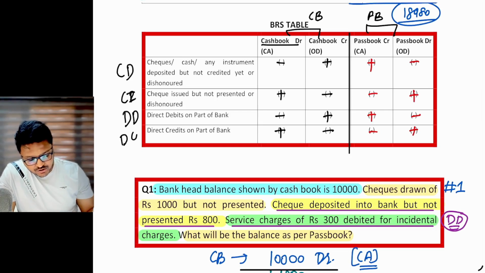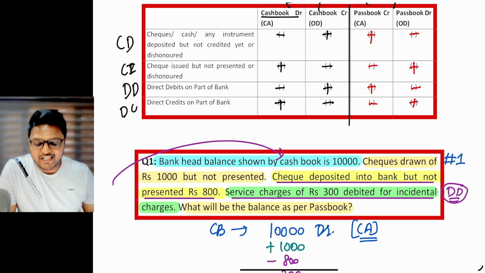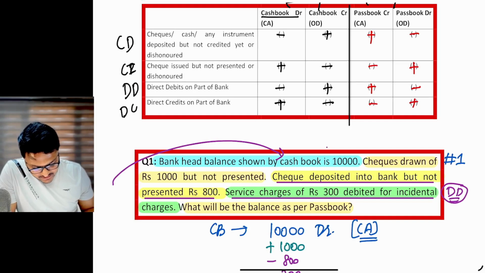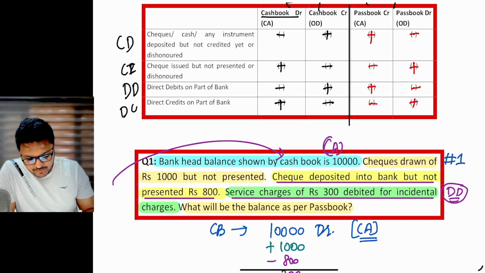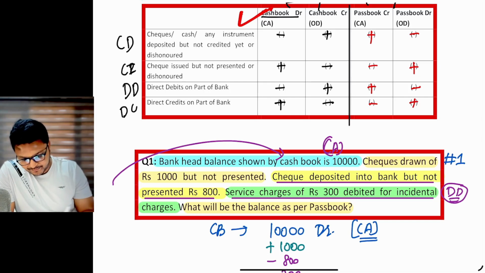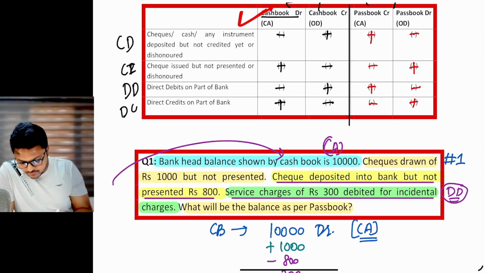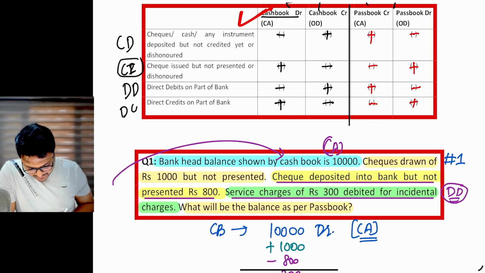Now how will I be solving the question? Here in the question we are provided with the cash book balance, and the cash book is basically showcasing the current account over here, right? So we'll be starting from this first column only. Here first it says check drawn of rupees 1000. It's a case of check drawn but not presented. It means that you have issued the check but not presented. So we'll be looking for the CI column. What is the sign? It's a plus sign. So we'll be adding 1000.